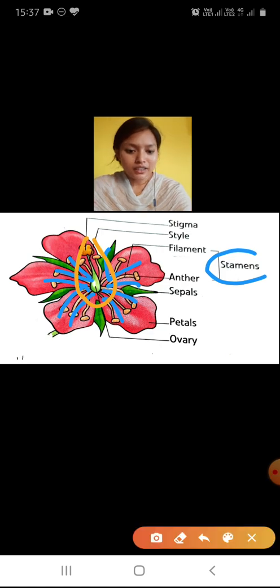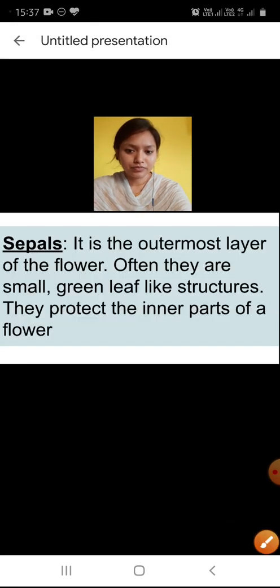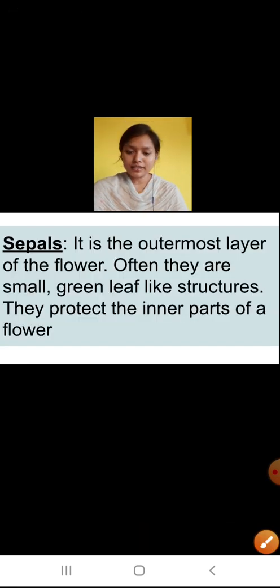Now we will see them one by one. First of all, we will discuss the sepals. So what are sepals? Sepals are the outermost layer of the flower. Often they are small, green, leaf-like structures. They protect the inner parts of the flower. As I have told you, the outer layer of the flower is very small and green in structure.